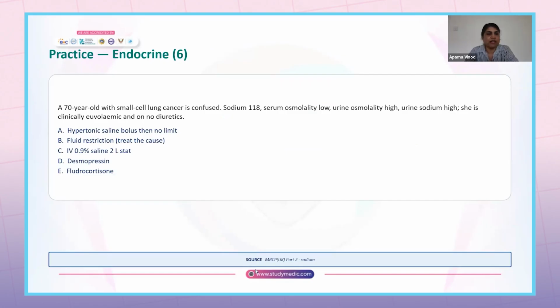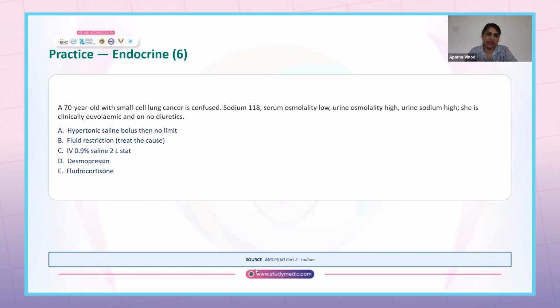Practice question. A 70-year-old with small cell lung cancer is very confused. Sodium is only 118. Serum osmolality is low. Urine osmolality is high. Urine sodium is high as well. She is euvolemic and she is not on any diuretics. First clue, she is euvolemic. So whenever a patient is euvolemic, you now need to know the osmolality. The question says the patient's serum osmolality is low and urine osmolality is high. Urine sodium is also high. So this clearly says the patient might be in SIADH.